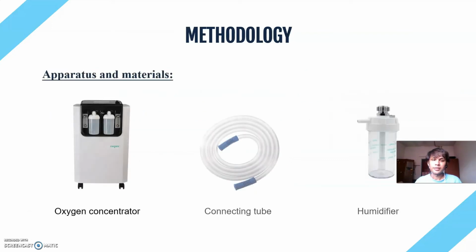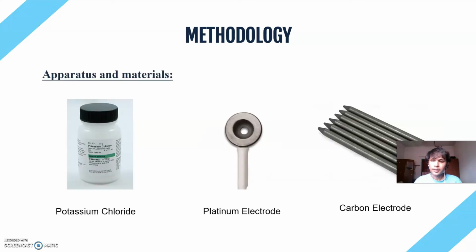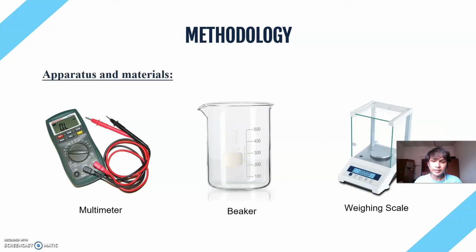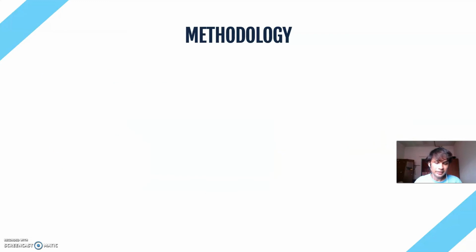So for the methodology, firstly about the apparatus and material. These are the apparatus and material that we use, which is the oxygen concentrator, connecting tube, humidifier, potassium chloride, platinum electrode, and also carbon electrode. And then we use multimeter to check the current, the beaker, and weighing scale.